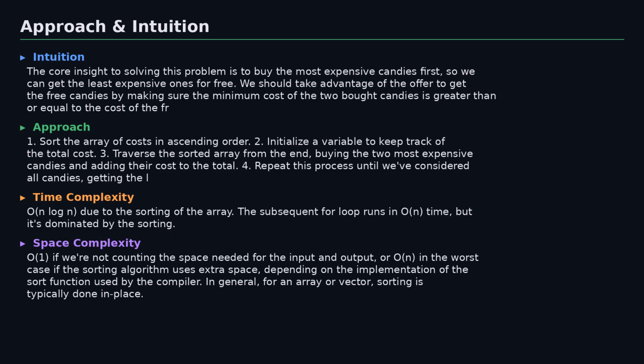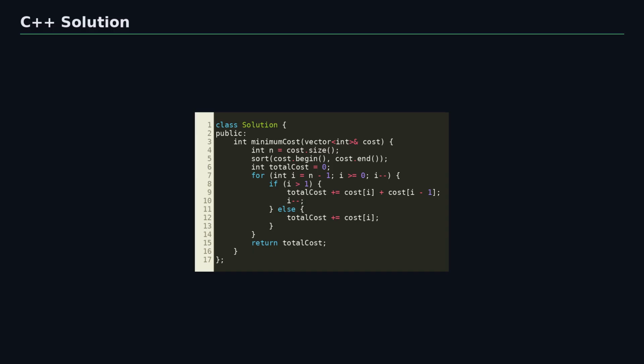Now let's take a look at the C++ code. We start by defining a class called solution, with a method called minimum cost. This method takes a vector of integers as input, which represents the costs of the candies. We first sort the costs in ascending order, using the sort function from the C++ standard library. Then we initialize a variable called total cost to 0. This variable will keep track of the total cost of buying all the candies.